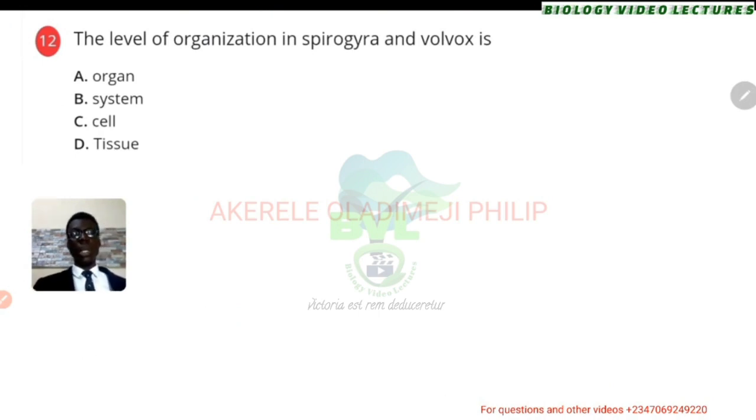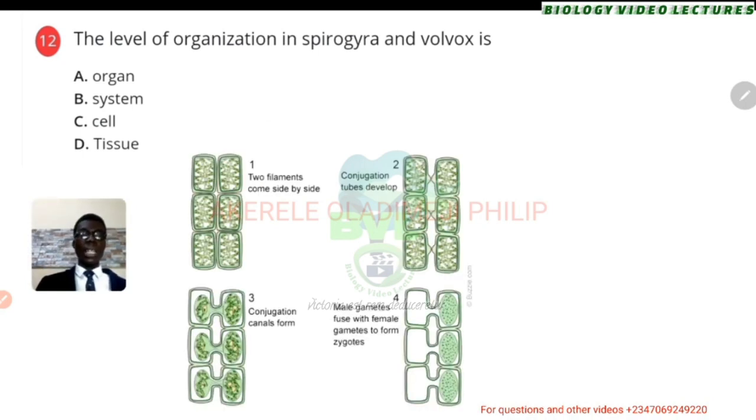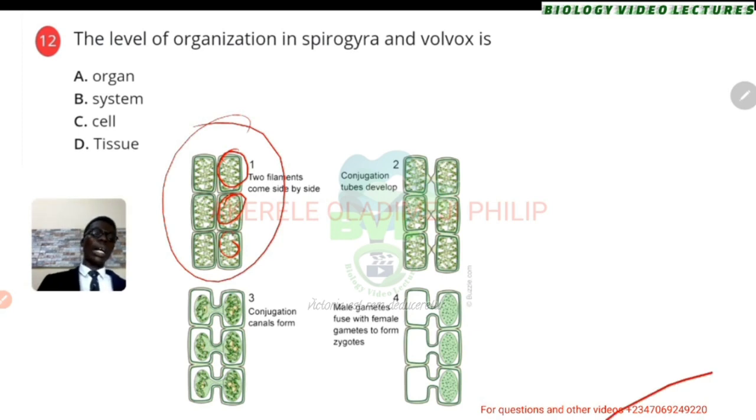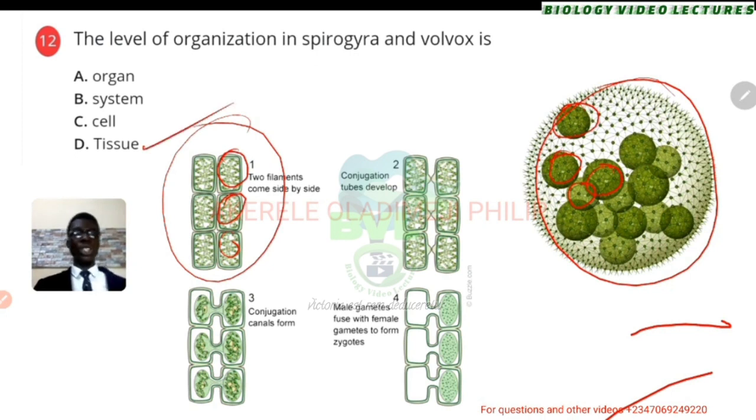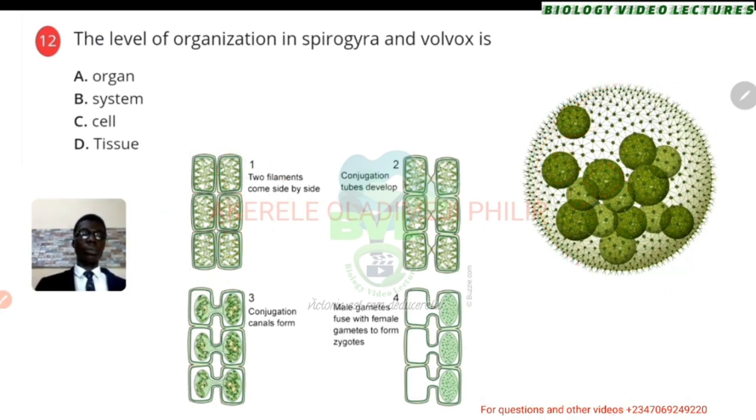The level of organization in Spirogyra and Volvox is, now you need to remember that Spirogyra is a filament like this. So this is a cell, similar cells forming a structure. This is a tissue. Then also for Volvox, this is also a single cell, all of them forming a colony. This is like a tissue also, similar cells. So the answer is going to be tissue. All right.